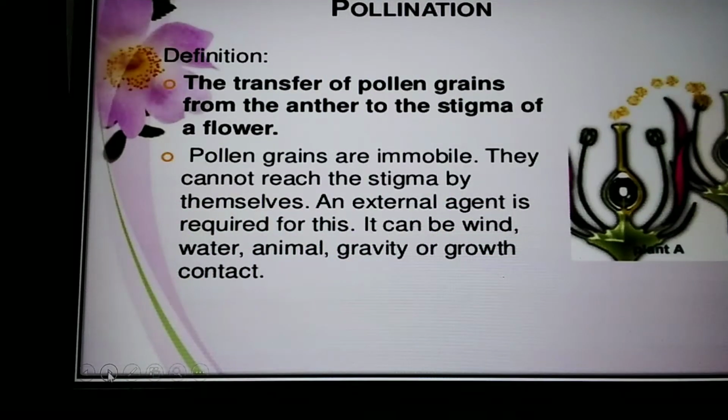Definition of pollination. The transfer of pollen grains from the anther to the stigma of a flower is known as pollination. Pollen grains are immobile, that means they cannot move. They cannot reach the stigma by themselves. Since they are immobile, an external agent is required for this. It can be wind, water, animal, or growth contact, that is soil.